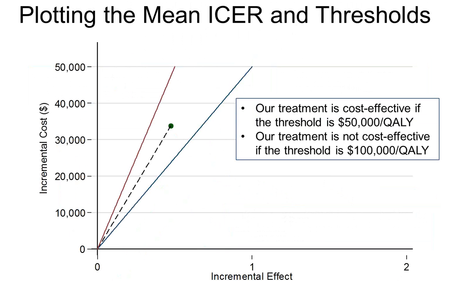And so here again is our example. Remember, our green dot is our estimate of incremental costs and incremental effects. Our dotted line is our estimate of the incremental cost effectiveness ratio. And we can see that if the threshold is $50,000 per quality, which is this blue line, we would not be cost effective because we are to the northwest of this line. If our threshold is $100,000 per quality, which is this red line, we are cost effective because we are to the southeast of this red line.